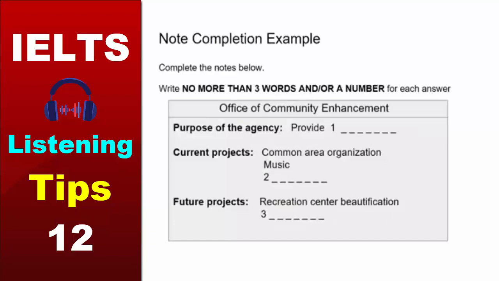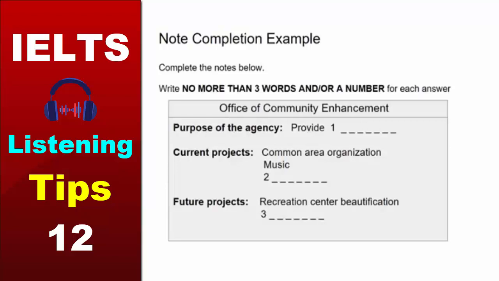First, let's just look at some examples so you can become familiar with these. And I'll go somewhat quickly through these, but if you want to pause your video and take a look at the examples, you can see the various types that are here. This first one is a note completion question. In this type of question, you've got some notes.